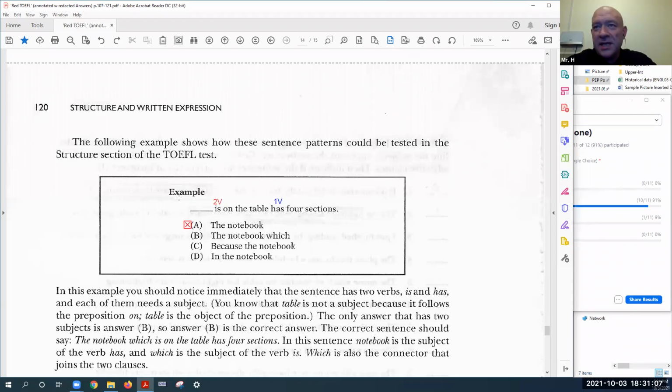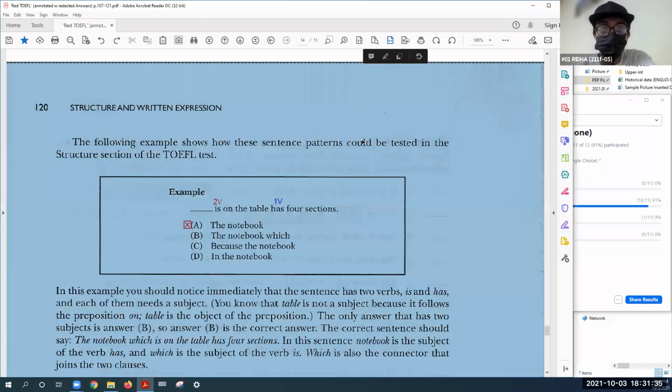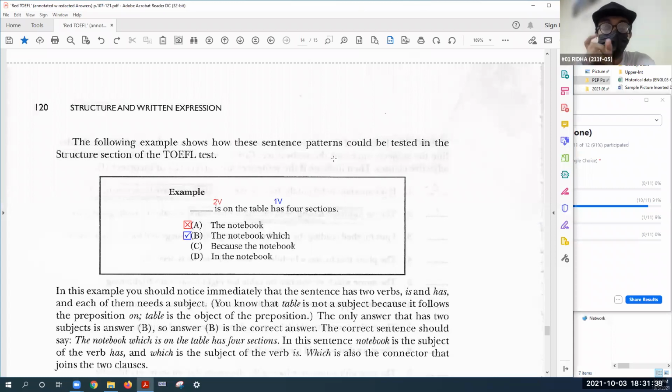Now, everybody else selected beta. Do you want to change your answer? You, Rita, I'm asking you. Can you tell me why? Because I chose Charlie. Charlie has the wrong connector, first of all, and only one subject. You got it. Exactly. What about beta? It has two subjects. One of them is the notebook, and the connector and subject at the same time, that is which. Exactly. And you already told us why Charlie is wrong.